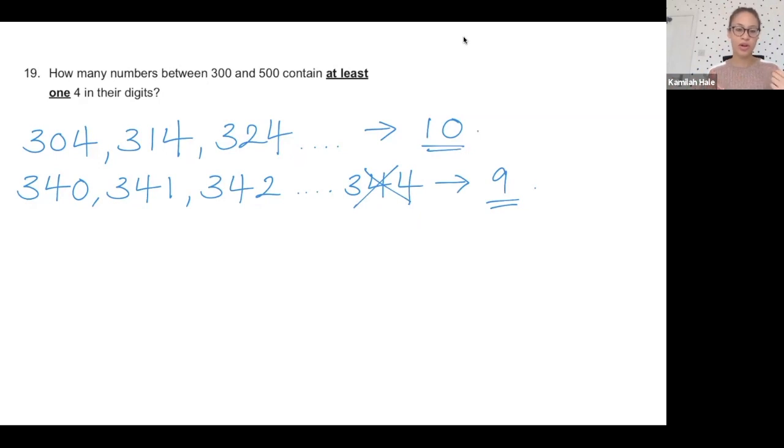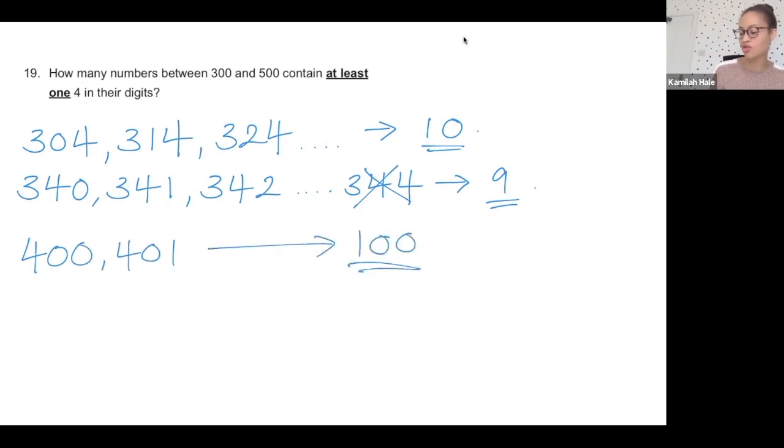Now let's think about the 400s quickly. So how many numbers in the 400s have at least one 4 in their digits? All of them have at least one 4. Now there are 100 of those numbers. Don't just think that it's 99 because you've got 401, 402. Don't forget that 400 itself needs to be counted. So 400 itself, 401, yada, yada, yada, and we have 100 of those numbers.